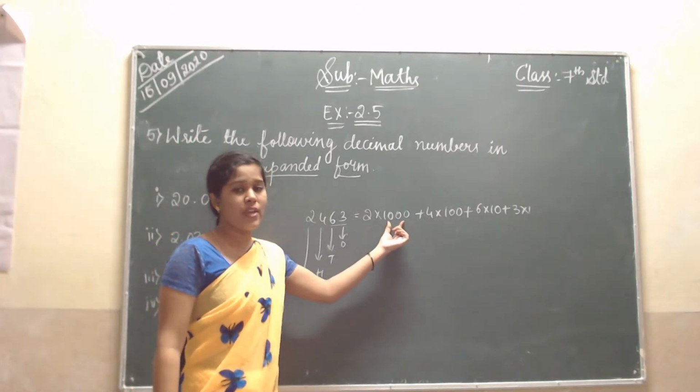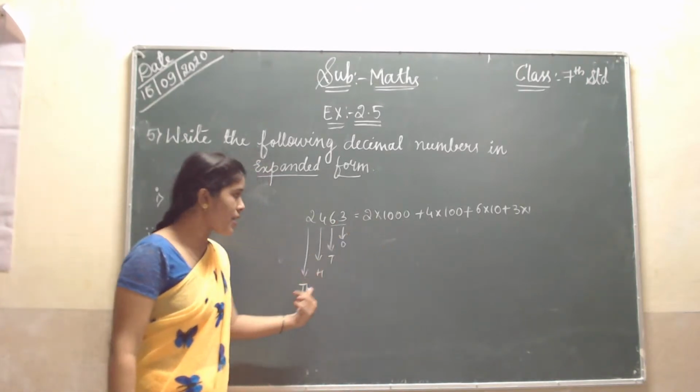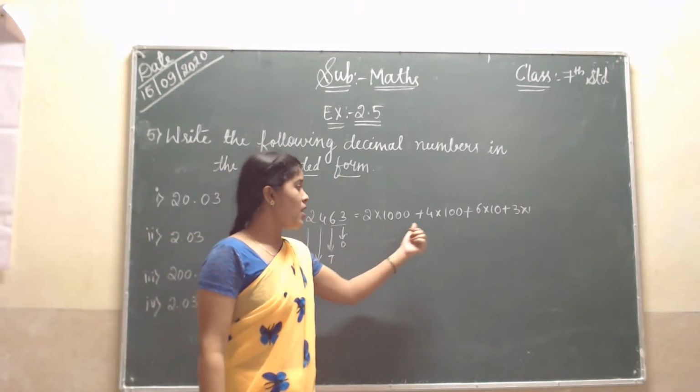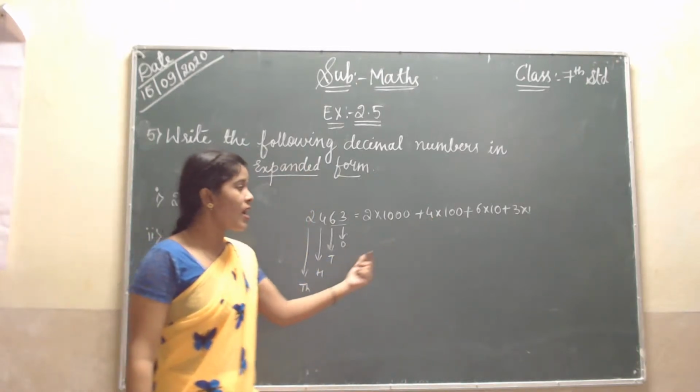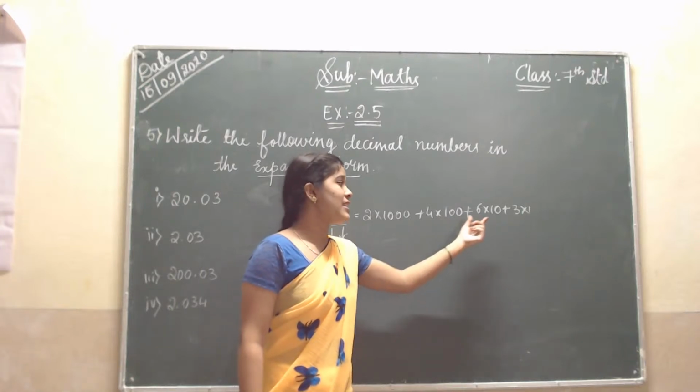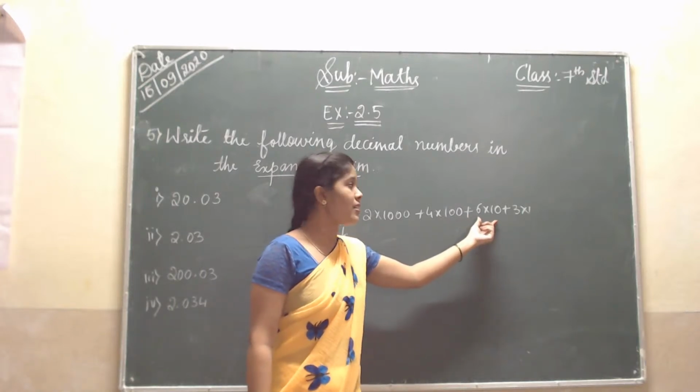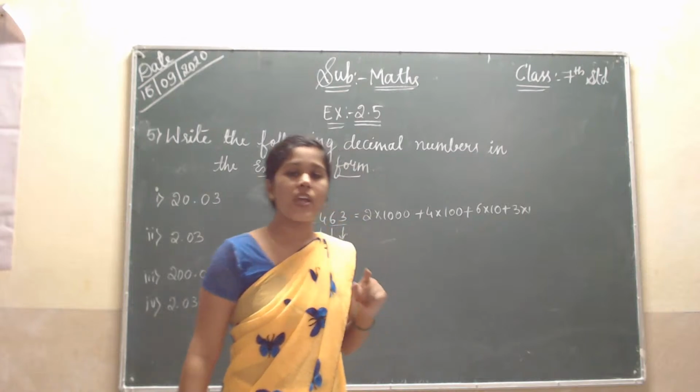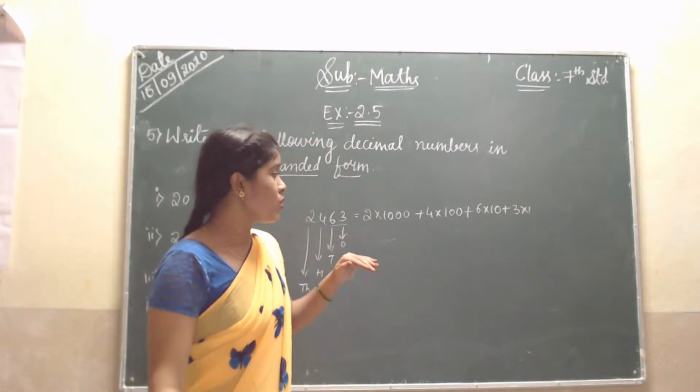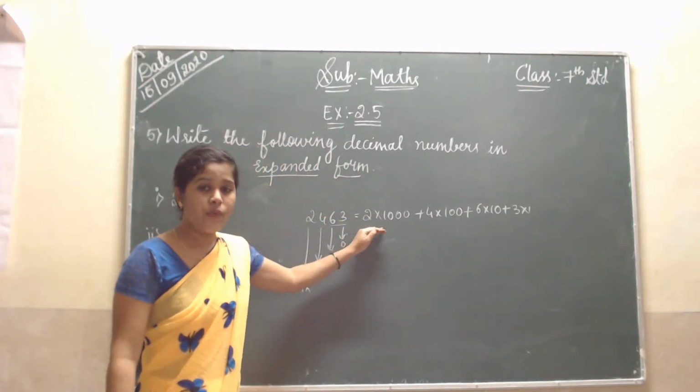So ones, tens, hundreds, thousands place, we are expanding this one. 2 is on the thousands place, so we are multiplying with 1000. And 4 is on the hundreds place, so we are multiplying with 100. And 6 is on the tens place, so we are multiplying with 10. And 3 is on the ones place, so we are multiplying 3 with 1. So this is nothing but expanded form.